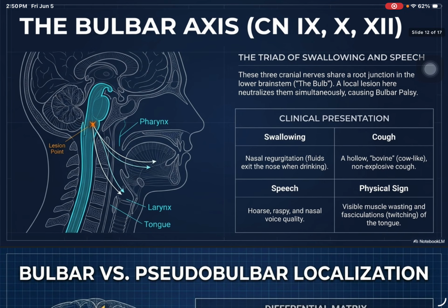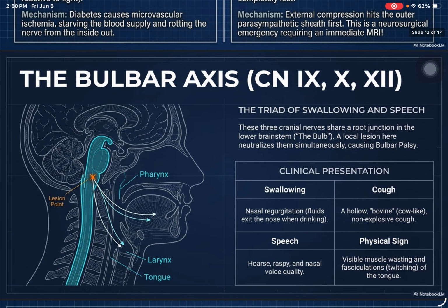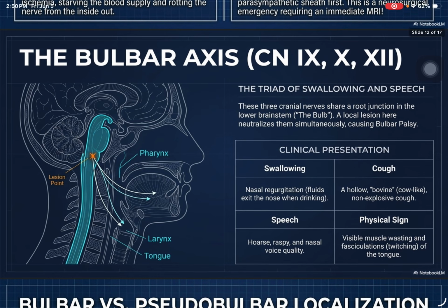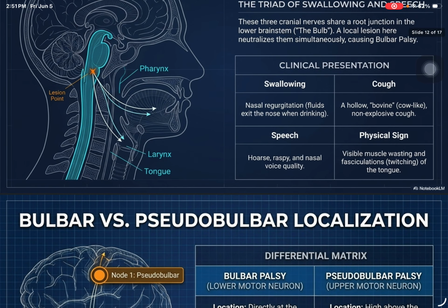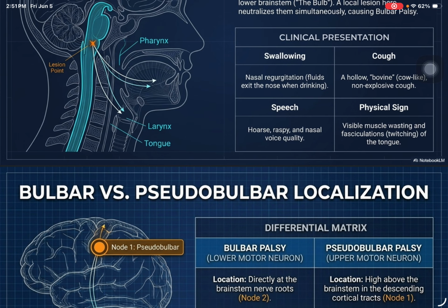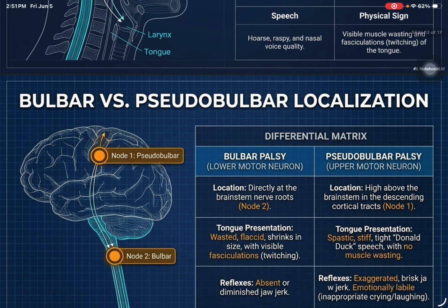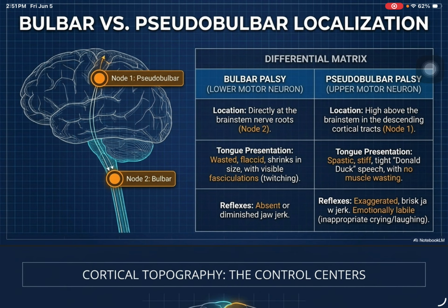Bulbar palsy and pseudobulbar palsy. Bulbar palsy means a lesion in the brain stem, a lower motor neuron type lesion. If there is a lesion in the brain stem, we call it bulbar palsy. Here there is swallowing difficulty due to damage of the vagus nerve. There is a bovine cough, nasal voice, swallowing difficulty, speech difficulty, and hoarseness of the voice. Now, the difference between bulbar and pseudobulbar.